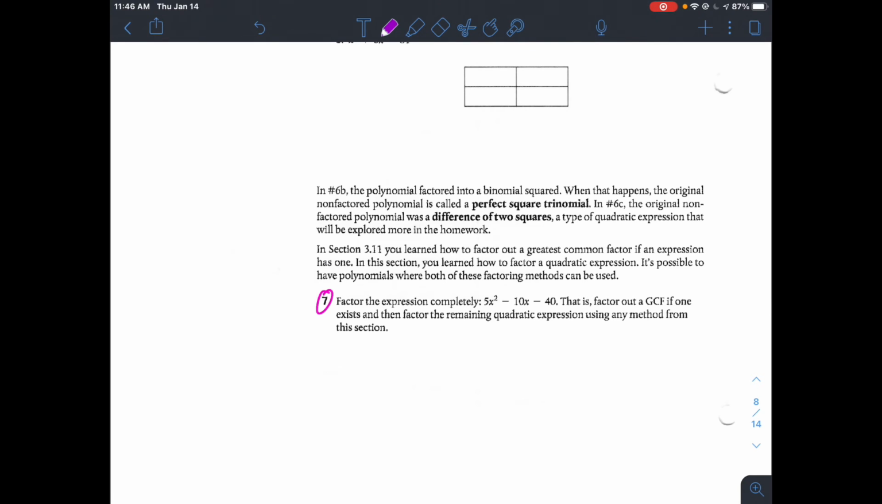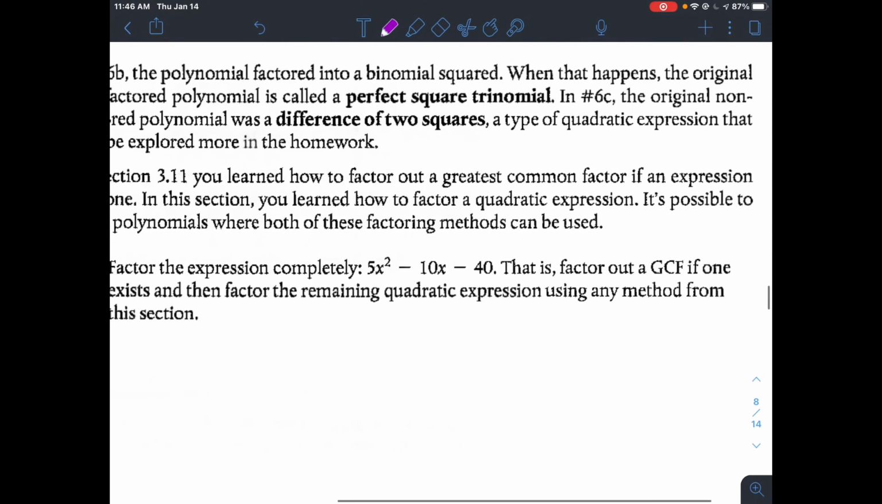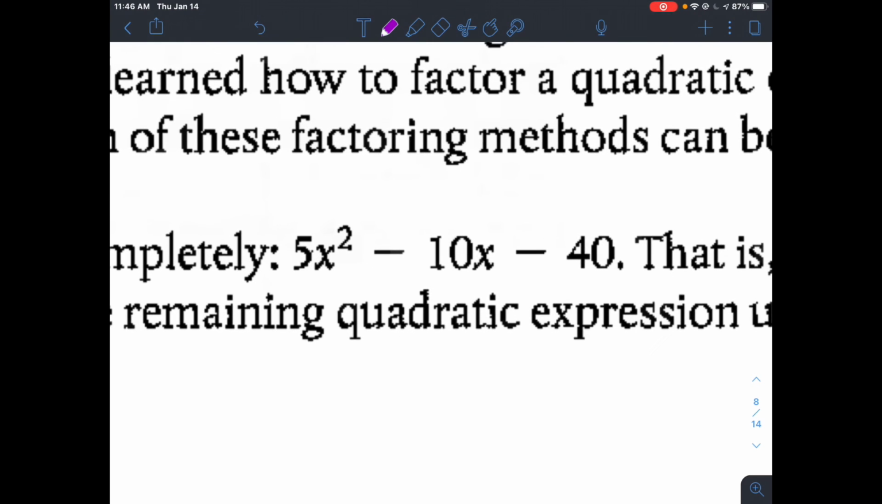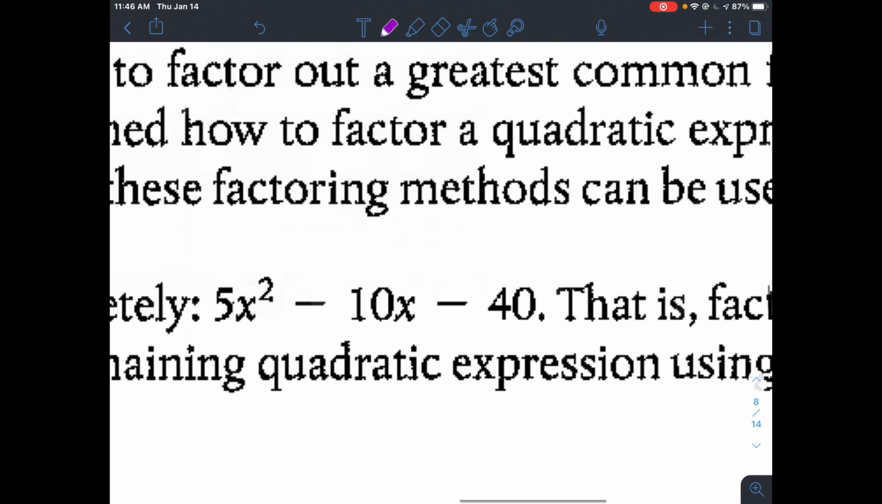So factor the expression completely. That is, factor out a GCF if one exists, and then factor the remaining quadratic expression using any method from this section. So if we notice 5x squared minus 10x minus 40, those are all pretty large numbers. Your first step should always be, can I factor out a GCF? Can I make these numbers just a little bit smaller and a little bit more manageable?